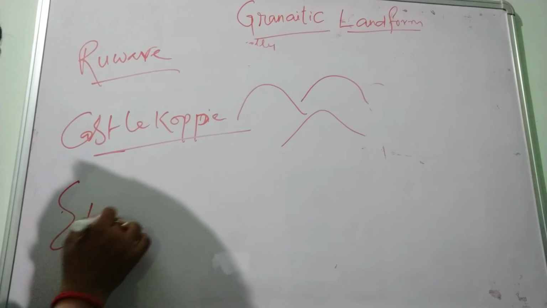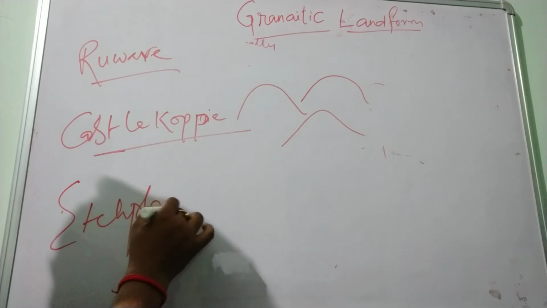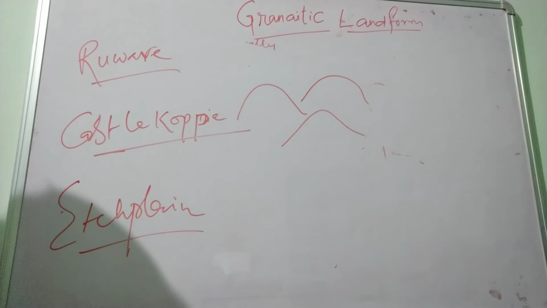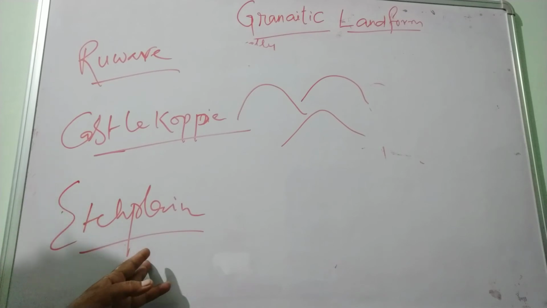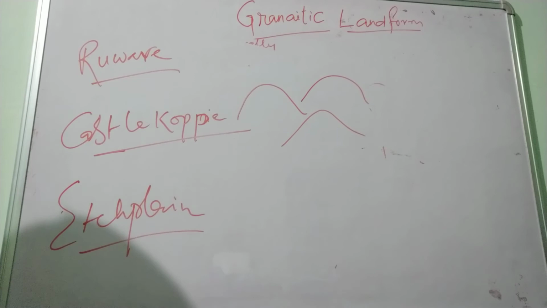Etchplain. This is a land surface which is subjected to one or more phases of deep weathering, followed by partial or complete removal of the regolith cover which is formed from the granitic landforms.